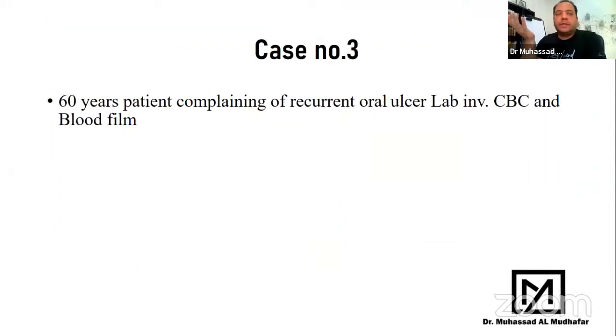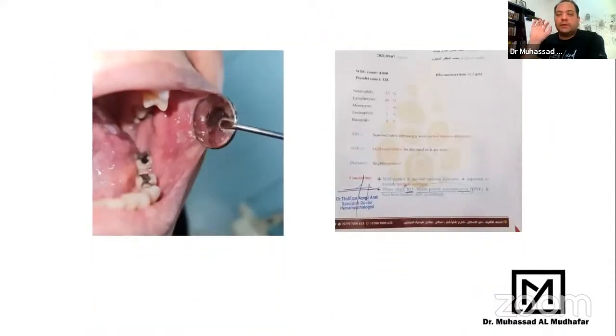Also, case number 3, a 60-year-old patient also complaining of recurrent oral ulcer. Lab investigation: complete blood count and blood film. Notice about lab investigation, the complete blood count and the blood film: this is the role of complete blood count and blood film in early diagnosis.